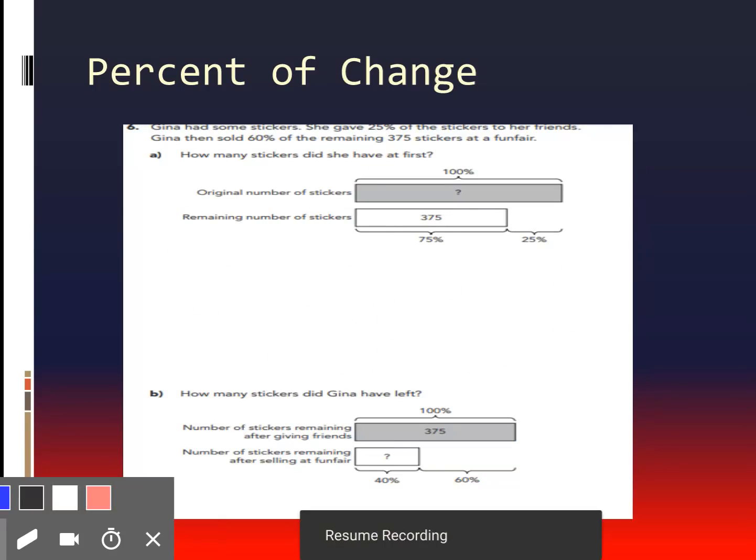Okay, so number 6 is the last one we're going to do for the day, and we're going to do it together. So please follow along. And again, remember, if you have any questions, bring them to class with you tomorrow so that you can ask them and get some clarification. But Gina had some stickers. She gave 25% of the stickers to her friends. Gina then sold 60% of the remaining 375 stickers at the fun fair.